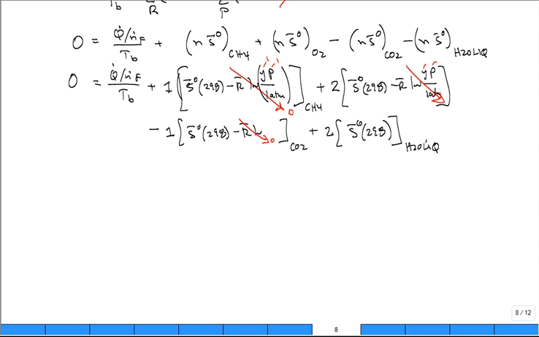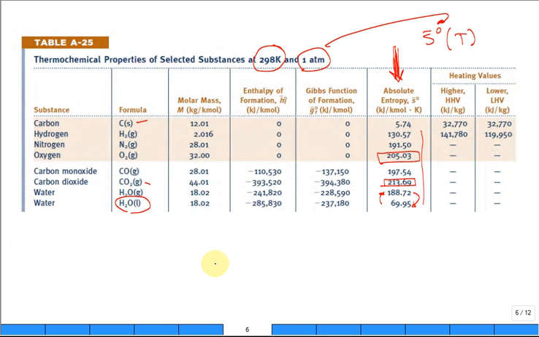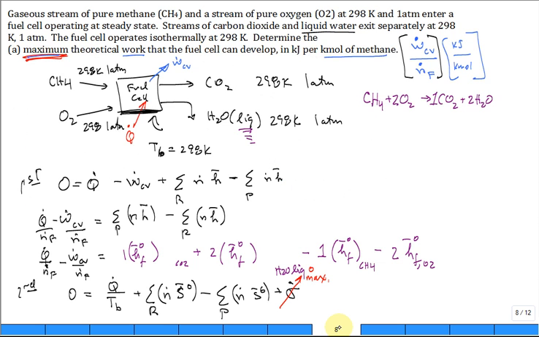Should I jump back and see if I have that table? Let me see if I have that table. Okay, I have the gas, but right below it's the liquid. And there's an S bar. Maybe it's there, it is 69.95. Don't use the 188.72. There's a difference, true? That one's for the liquid, so that's the one we want. Okay.